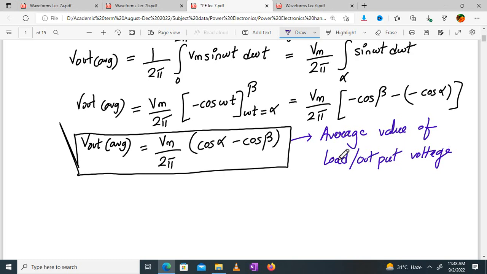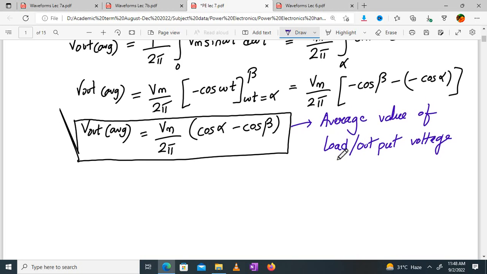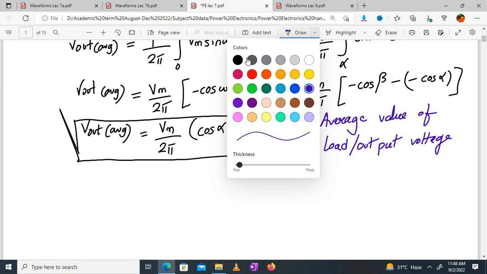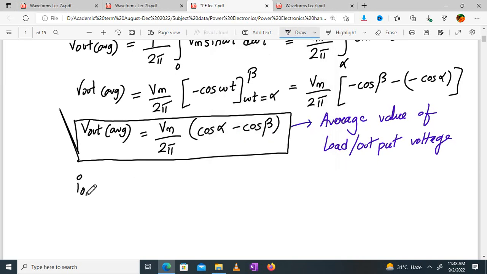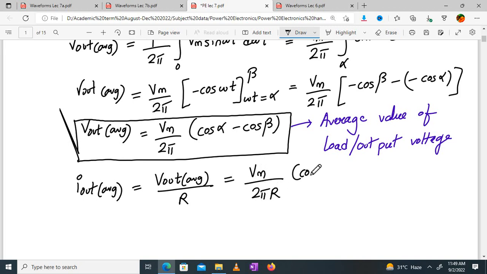What will be the average value of load current? Because resistor and inductor are in series, the current flowing through them is the same, right? So now, anyone? I out average? Yes, not RL, R. V out average upon R. So that will be Vm upon 2 pi R into cos alpha minus cos beta. So that's the expression for average value of load current or output current.